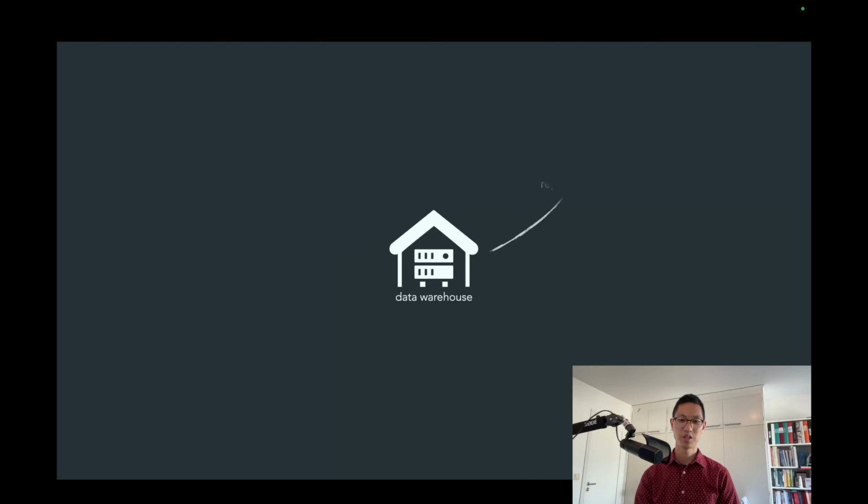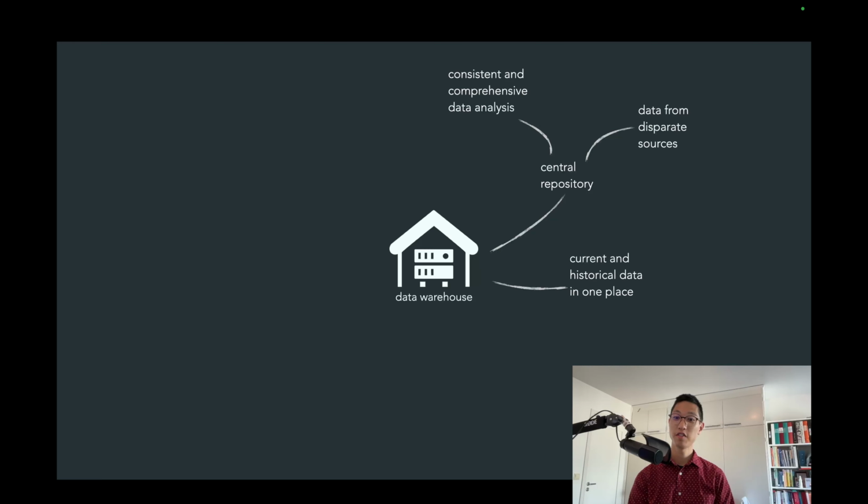That's cool. So the data warehouse, what is that? It's basically a central repository. We have data from disparate sources. We have consistent and comprehensive data analysis. That sounds really good. We have current and historical data in one place.